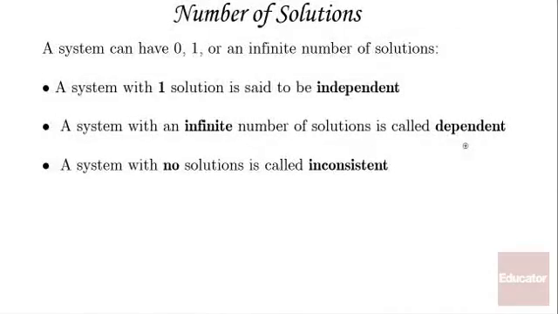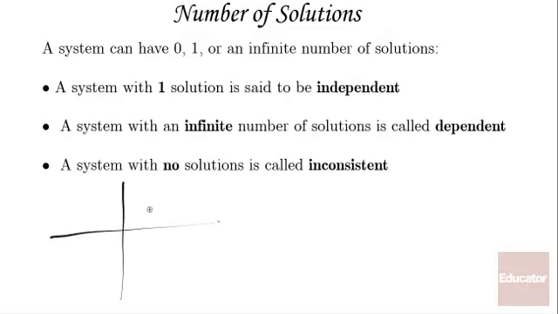In a few minutes, we're going to work out some specific examples using systems of equations. Now, I mentioned that there can be one solution, multiple solutions, or even no solutions. So let's look at those possibilities. A system with one solution is said to be independent. And the situation that I just showed you was an independent system.